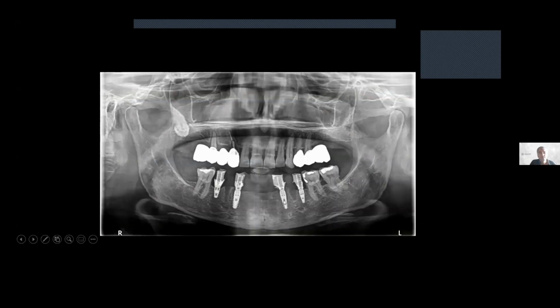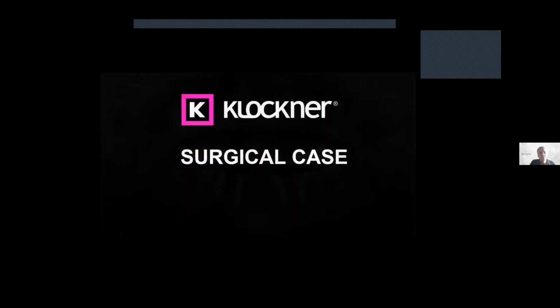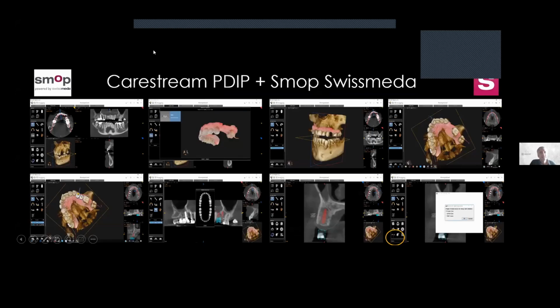This is the X-ray, just to see everything is okay. And then another case. This case is also one implant placed post-extraction, and the other one is in healed bone.